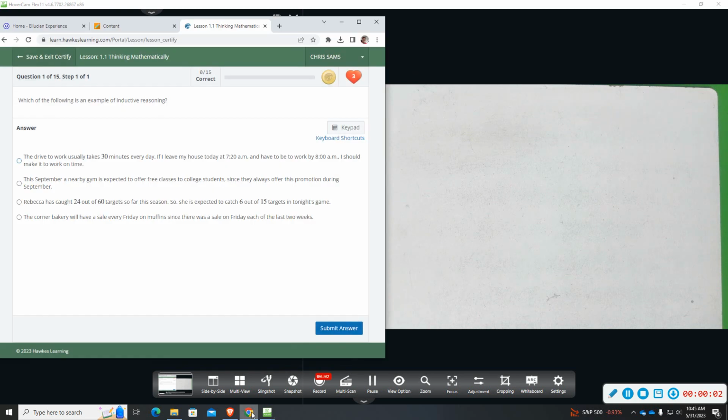All right, so we're in chapter 1, section 1. We're going to go through these 15 problems. Number 1, we want to know which of the following is an example of inductive reasoning. So remember, my definition of inductive reasoning is an educated guess based on the fact or based on some examples that you have. It's very important that the sentence follows that structure.